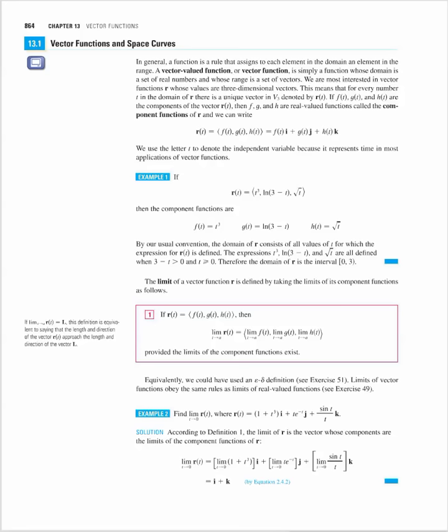So let me go through these sections and point out what's important and what's not so important.